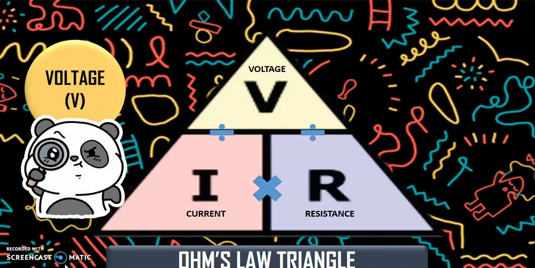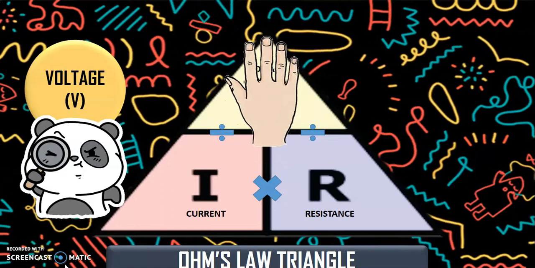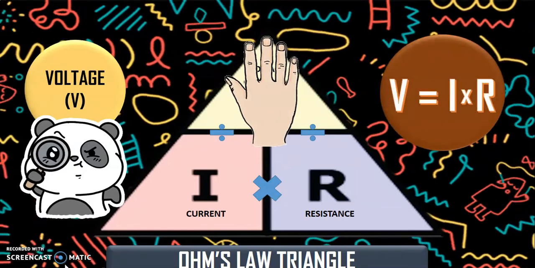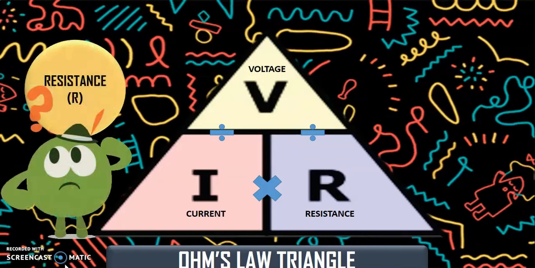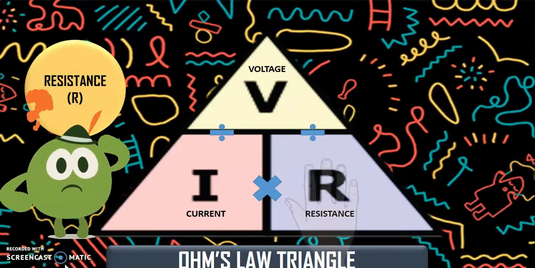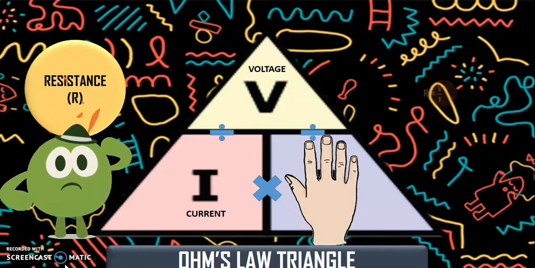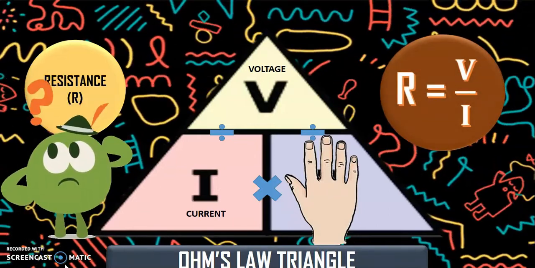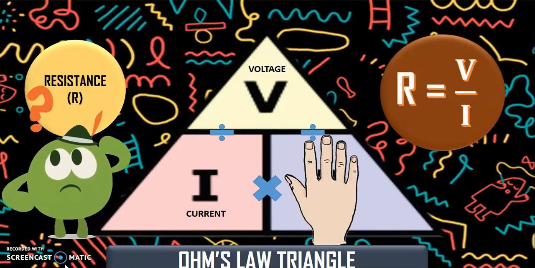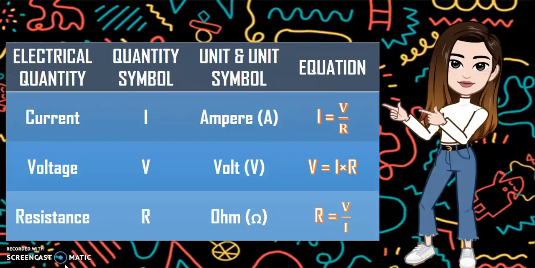If you're looking for the voltage, just cover its symbol V to get the equation V is equal to I times R. And lastly, if you are asked to solve for the resistance, cover its symbol R, and then the equation will be R is equal to V over I. Here is the summary table of the three electrical quantities.